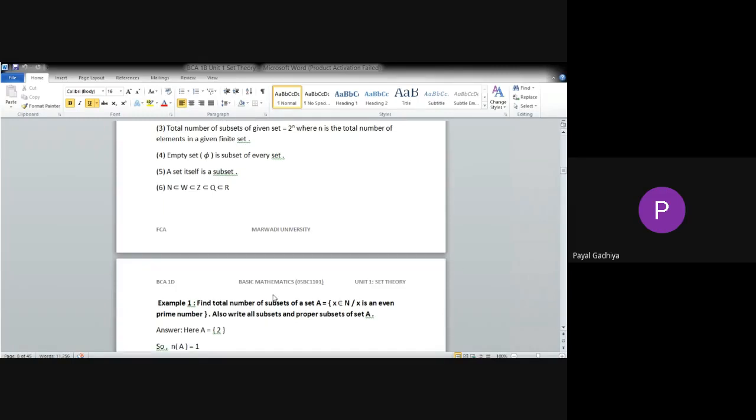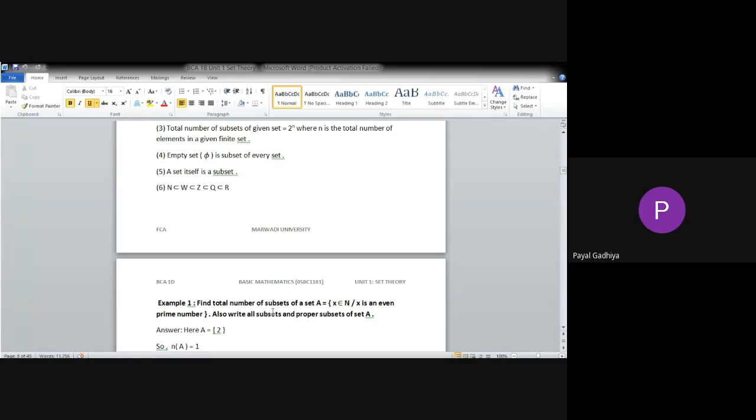Example 1, find total number of subsets of a set x belongs to n where x is an even prime number. Now, I have told you in our previous session what we mean by prime numbers. So, which number is an even prime number? Prime numbers means what? If we are finding factors of that number, then we can get the same number and 1. Only two numbers will be there if we are talking about prime numbers.